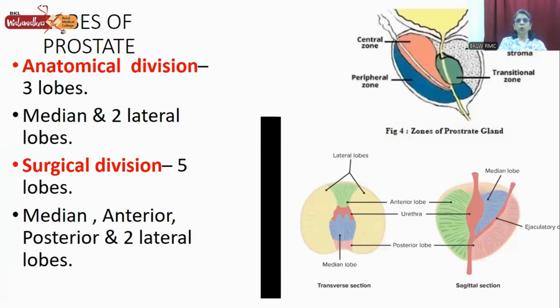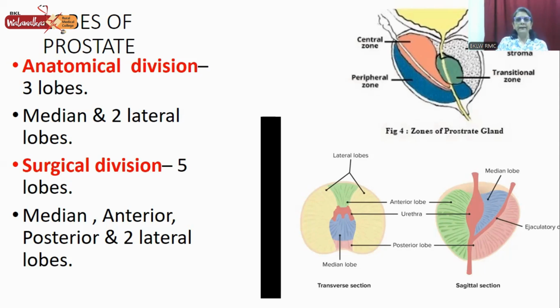Now coming to the lobes of the prostate. We divide the lobes into two: an anatomical division and a surgical division. Remember, in the anatomical division, there are three lobes: one in front, which is the median lobe, and two laterally, the lateral lobes. Now coming to the surgical division, there are 5 lobes, in which the median lobe and 2 lateral lobes are the same, but we divide the part of the lateral lobes anteriorly as the anterior lobe, and posteriorly to the urethra, the posterior lobe.